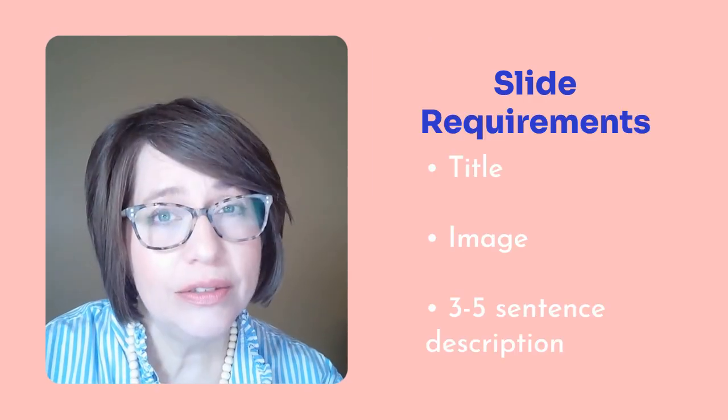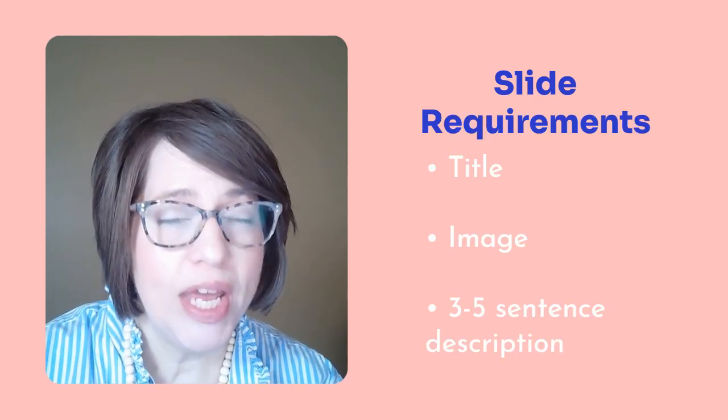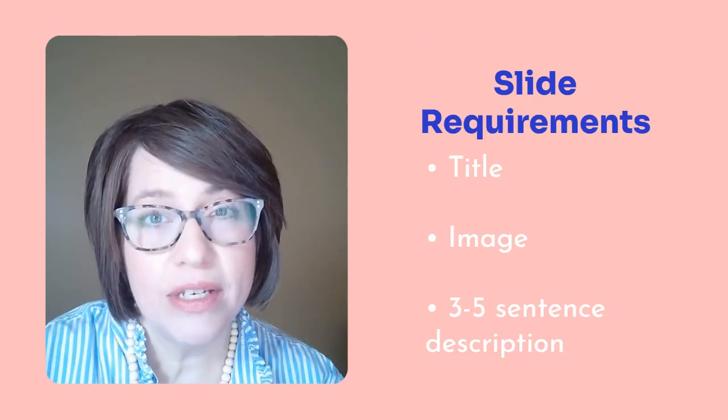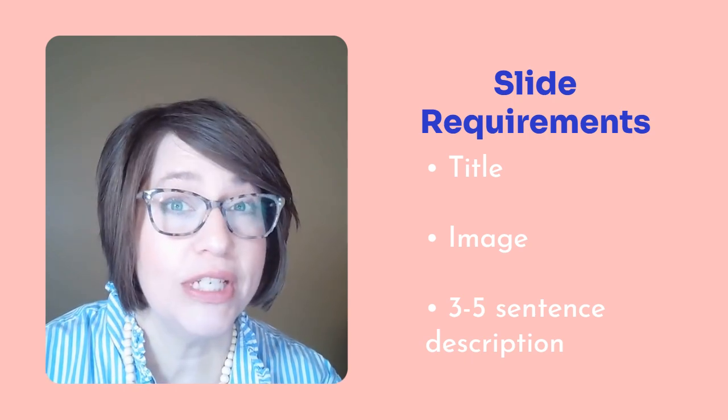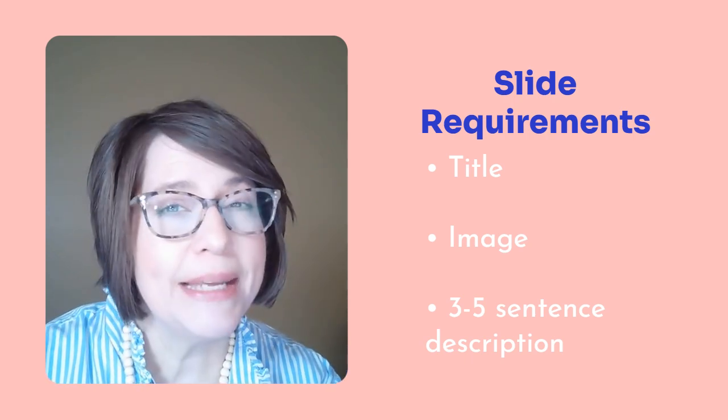So first, what I want to do is know what layout to choose. We want to know what to include. So here are the things that need to be in your Google Slide. You want a title, an image, and you need to write a description or a paragraph, 3 to 5 sentences of what your technology is all about. Those are the things that must be included.